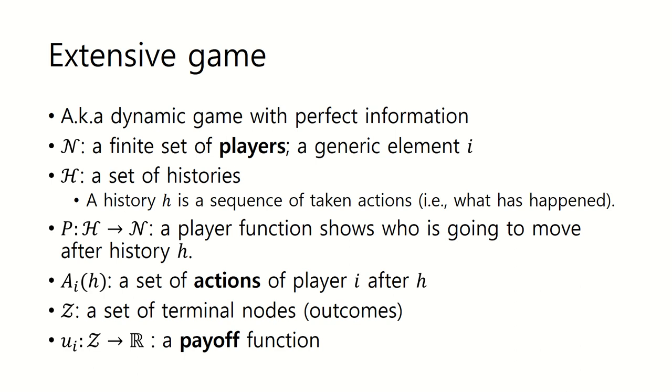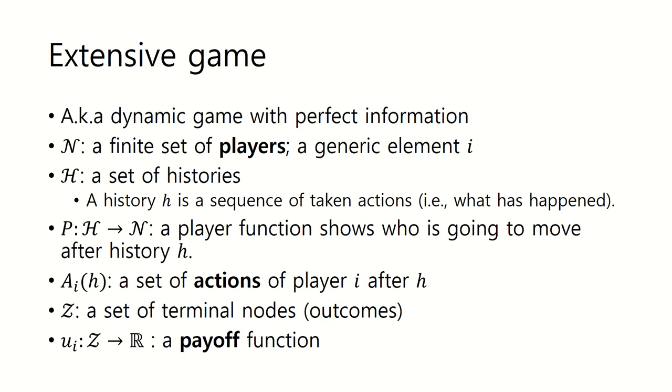The histories may not be realized, but if it is logically possible, then it is in set H. So H is the set of all possible histories, and P is a player function. A player function assigns a history to a player set. So it matches a history to a player. So it shows who is going to move after history h. So history h has happened, and then whose turn is it, right? So after history h, there is someone who is making a move, and this player function shows who is the one to make a move. So that's a player function.